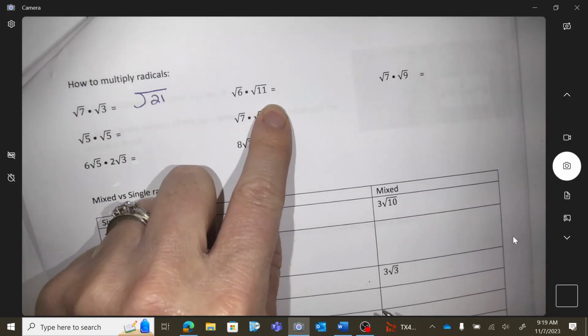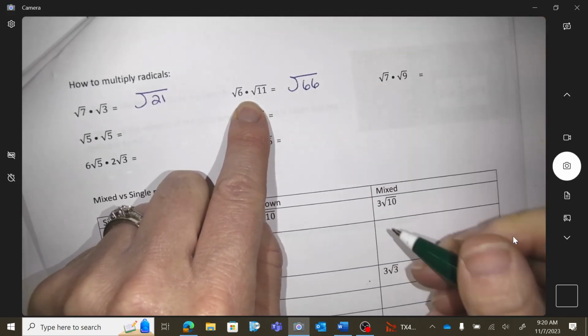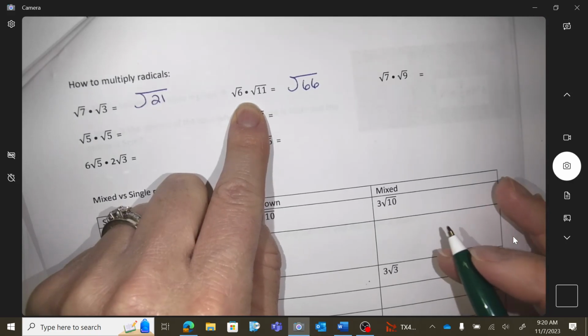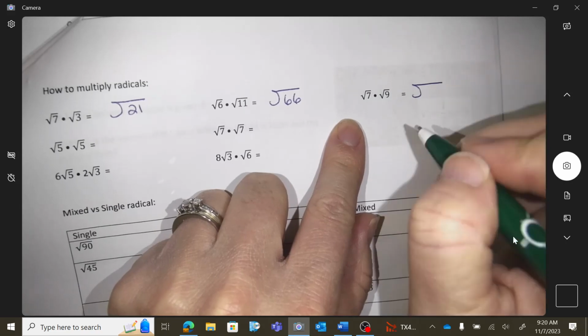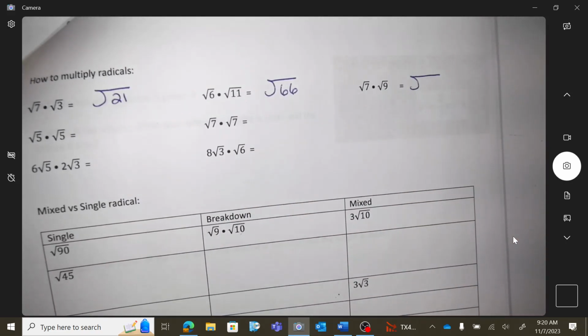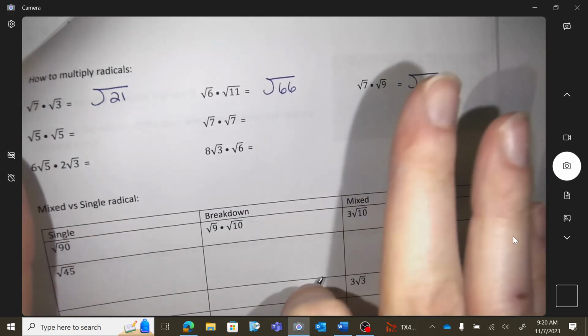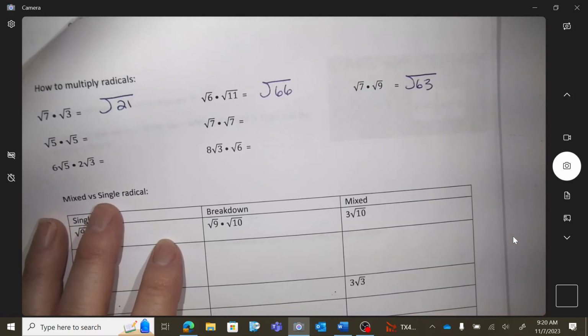Root and a root make a total root number of 66. And then this last one, root, do you know your finger method? How to multiply by 9? Put down your 7th finger. It's 63.